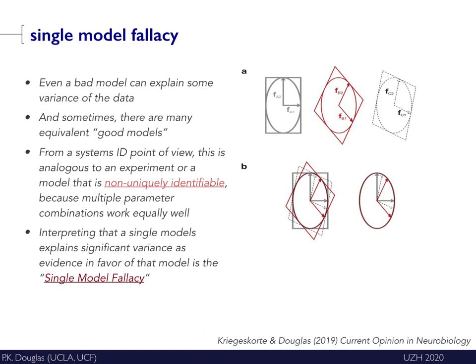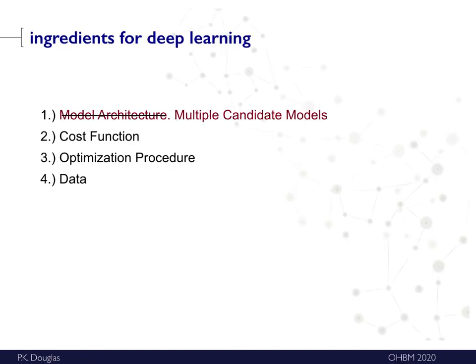So, in order to avoid the single model fallacy, one should test multiple model architectures as candidate hypotheses. The central question then becomes, how do we select the best model amongst competing models? A short answer is that a model should be selected based on its generalizability and interpreted in the context of what level of generalization that the model achieves.